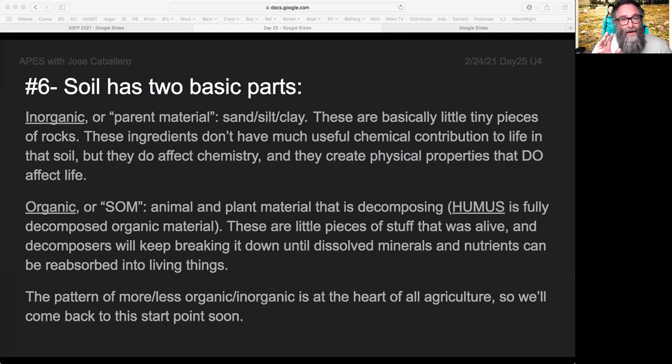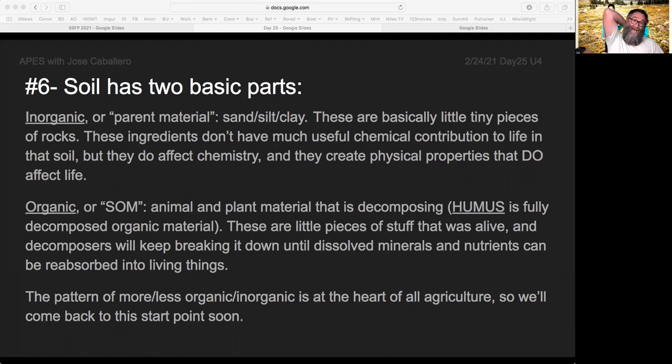I just want to clarify one concept which ties desertification and farming to the dirt. Now, when we talk about soil, there's two basic ingredients, inorganic and organic. You can see them on the screen. Inorganic is little pieces of rock, sand, silt, and clay. Those are like different sizes of pieces of rock.